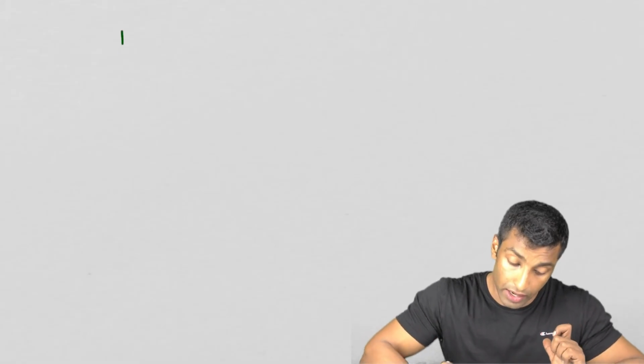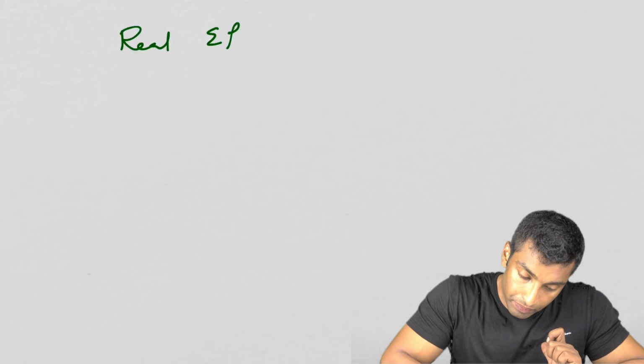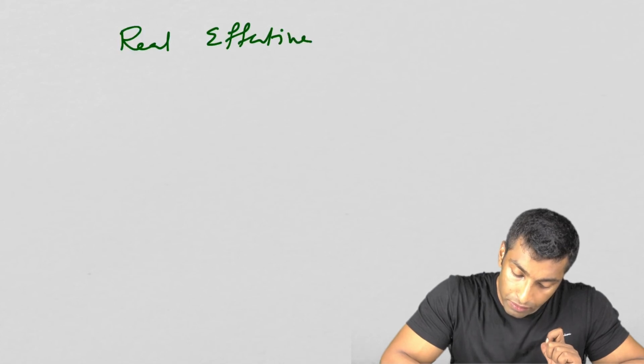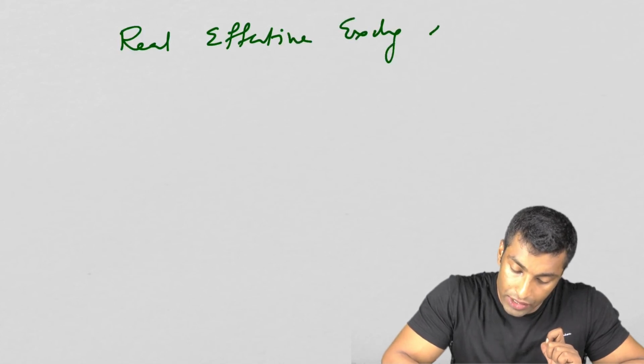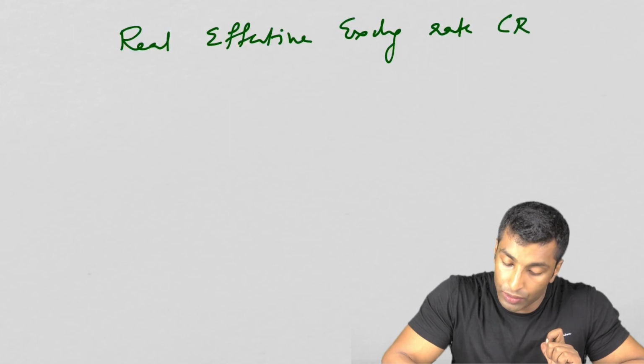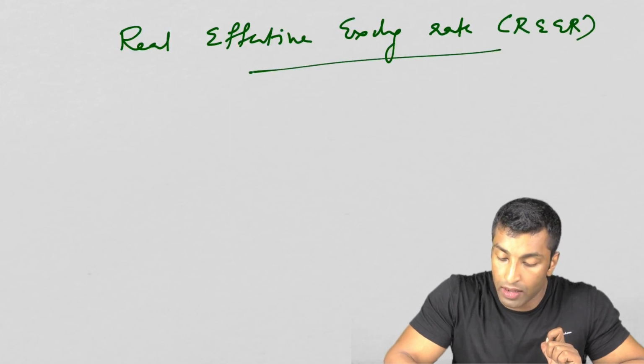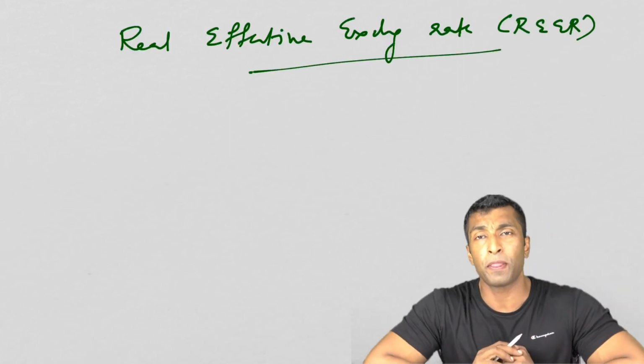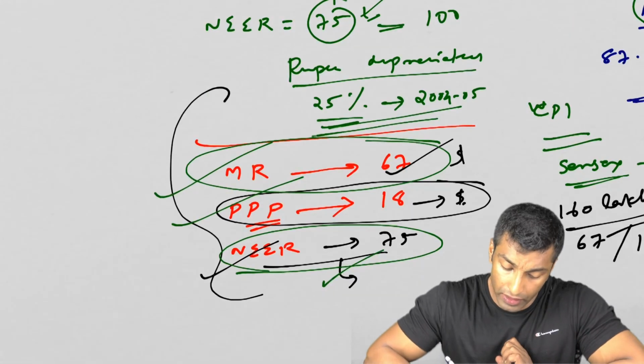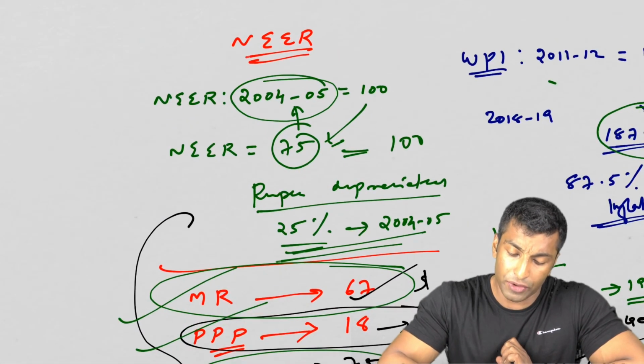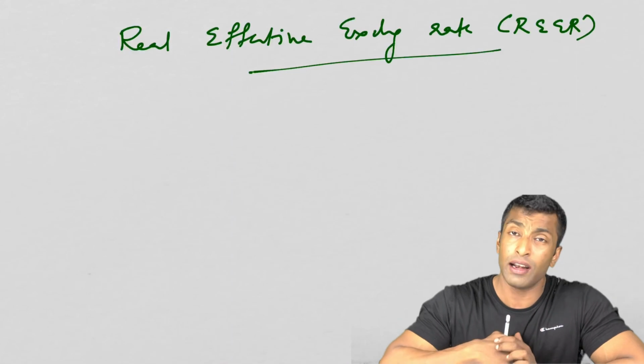Now let's move towards REER. Okay, so real effective exchange rate. Okay, so that is REER. So this is also an index number. Now this is real. Before we discussed nominal. What is the difference between nominal and real?